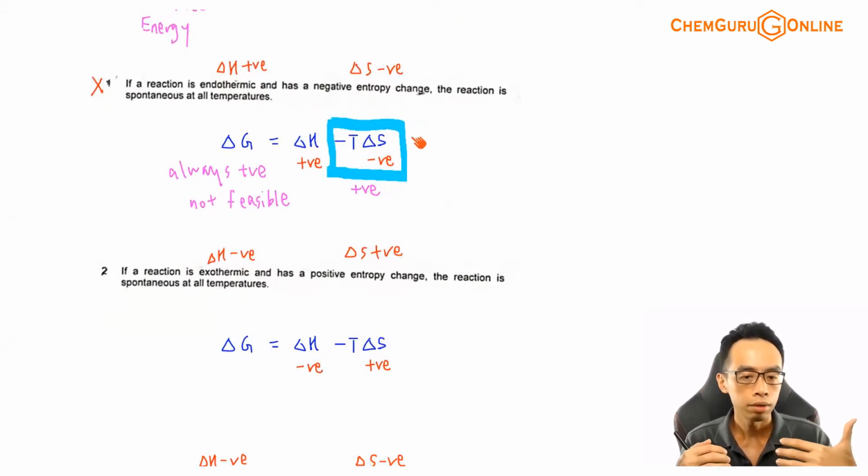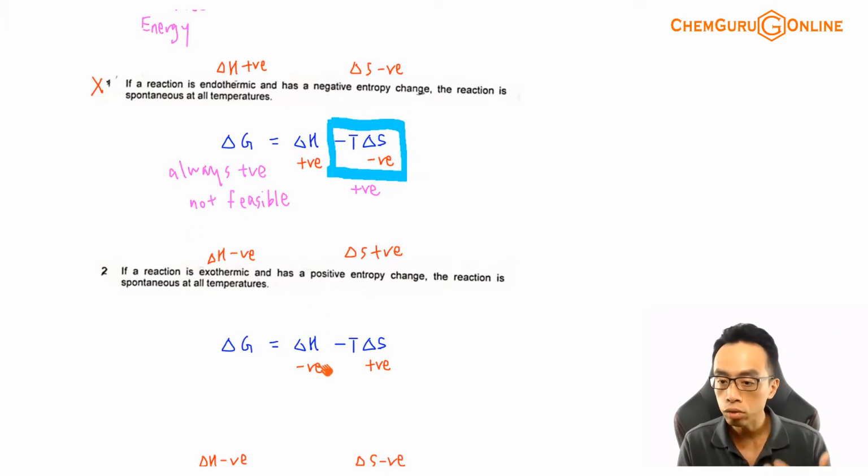We are using the exact same equation in the exact same way. If the reaction now is exothermic, negative delta H term, positive entropy change, my delta S is a plus term, the reaction is spontaneous at all temperatures. Let us consider whether this is valid or not.